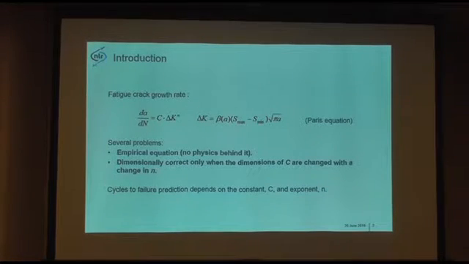This is the Paris equation. It's still used a lot nowadays to describe the crack growth of long cracks. However, there are several problems with it. It is an empirical equation, so there's no physics behind it, and it is dimensionally correct only when you change the dimension of the constant with a change in the exponent. And for your simulations, the cycles to failure depend very much on these two parameters. So you want to have these two very accurately to have a good simulation for your lifetime.